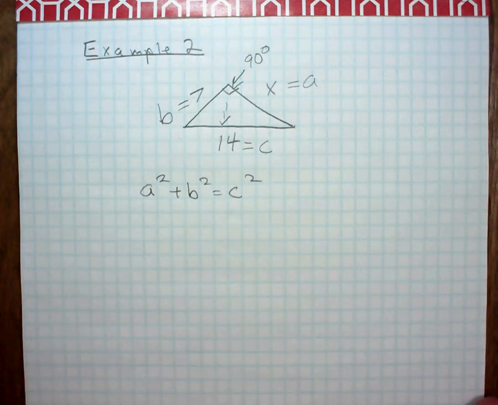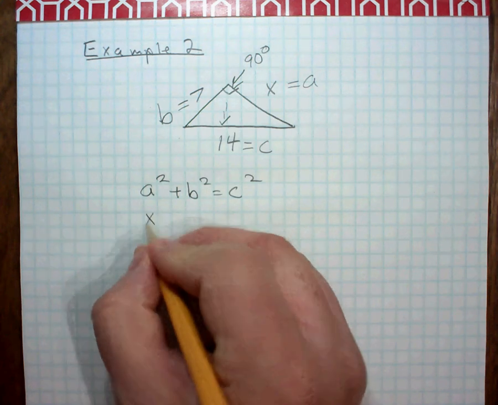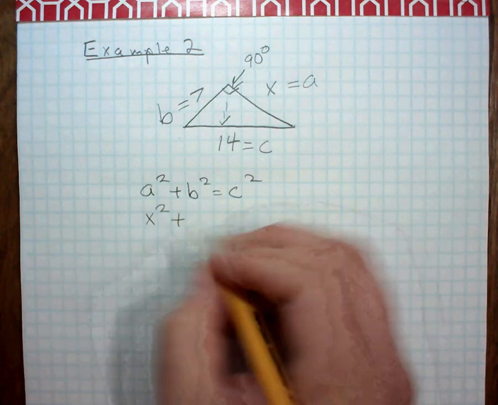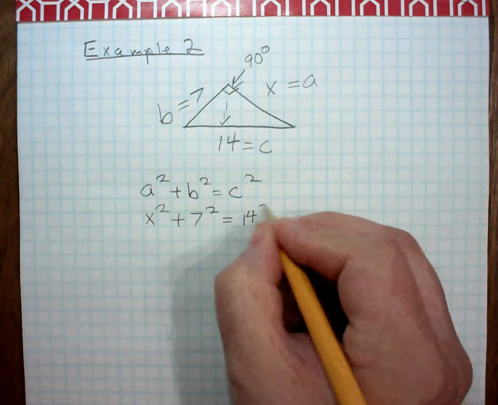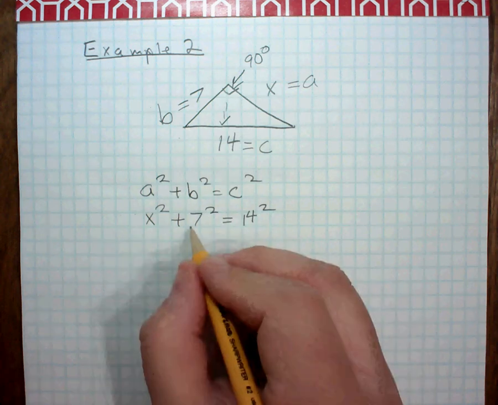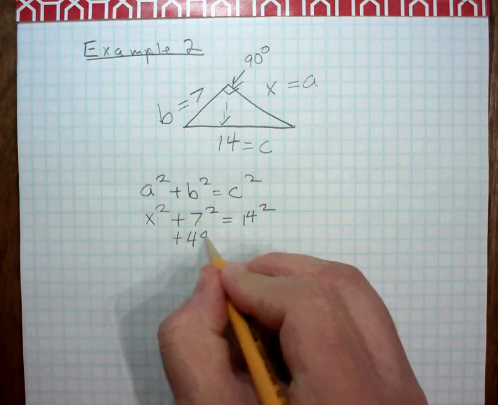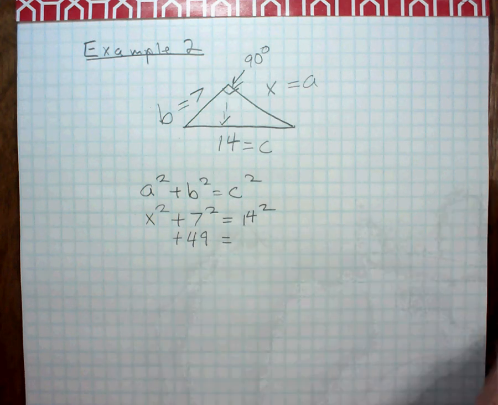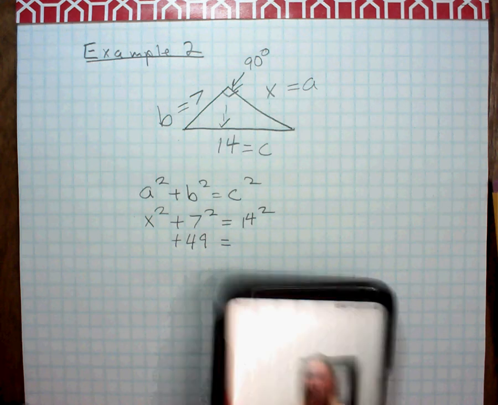All right. So I'm going to plug this stuff in. A this time is x. B is 7. And c is 14. Now I want to solve for x, so what I'm going to do is I'm going to square everything. So I know this is 49. And 14 squared, I don't know what that is. Is that like 196?